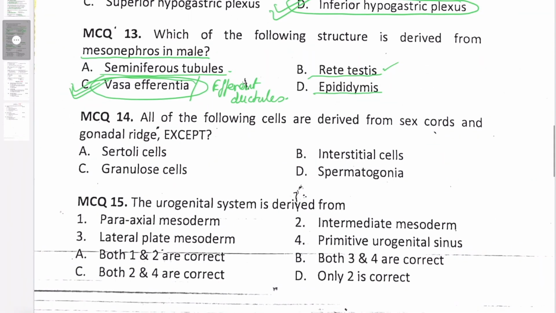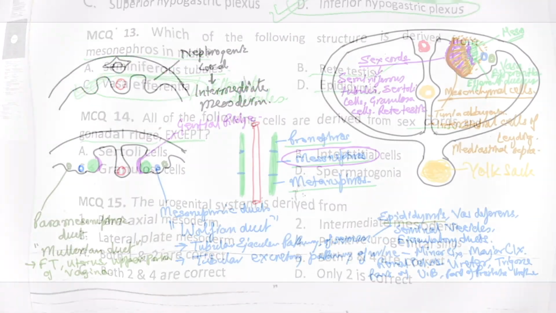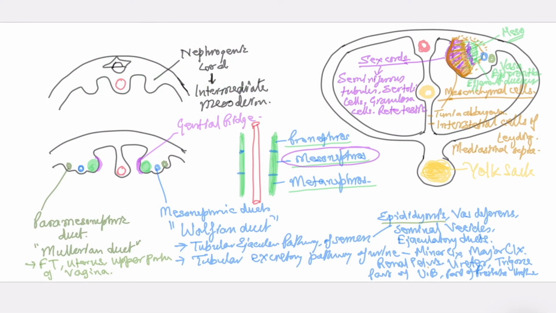Question number 14 is, all of the following cells are derived from the sex cords and the gonadal ridge except. This is a question related to a similar topic which I had explained before. So let's see the options here: Sertoli cells, interstitial cells, granulosa cells, and spermatogonia. Here in the same image, the development of spermatogonia.